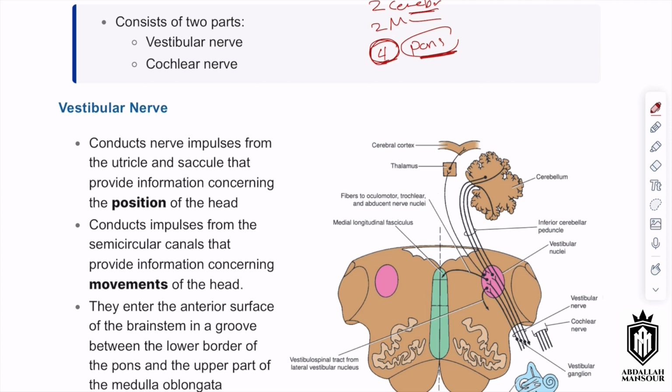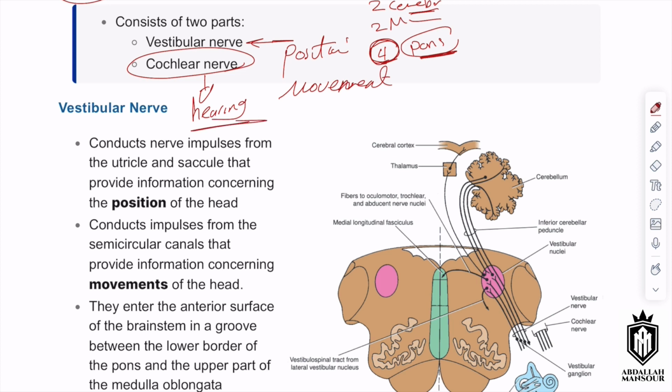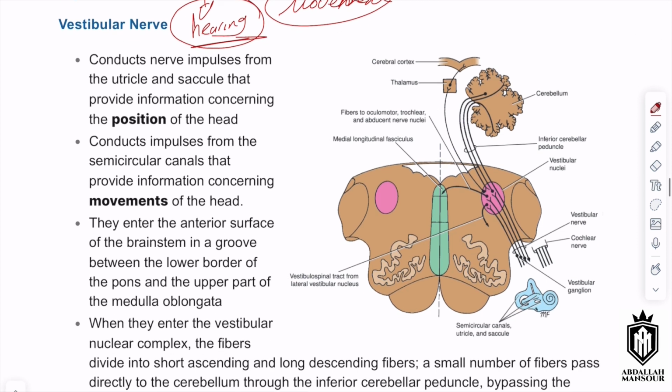The vestibulocochlear nerve, it's 2 syllables. As you can see here, you have the vestibular nerve and also the cochlear nerve. Vestibular nerve is interested in your position and your movement, okay? Your position and your movement. And the cochlear nerve is interested in your hearing, okay? So one is interested in position and movement, and the other one is interested in your hearing.